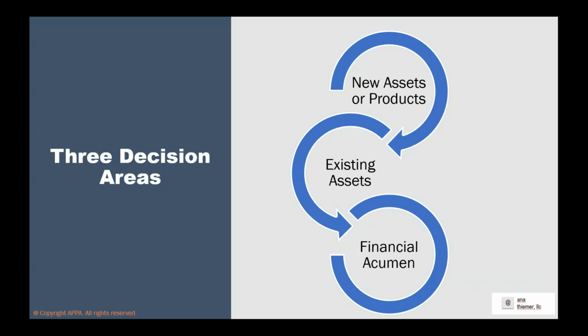So in part one, we had started identifying that there were 5 areas. As we got into looking at the implementation, 2 of those could be combined, and we really look at 3 decision areas. Instead of looking at products and new assets separately, we just combine those. So we have new assets and products. We're looking at existing assets.